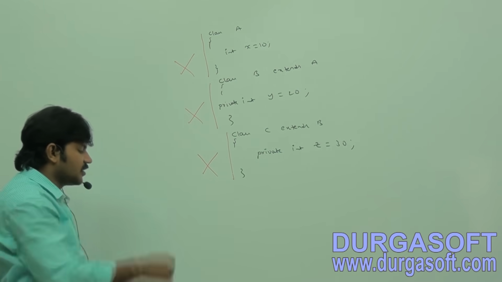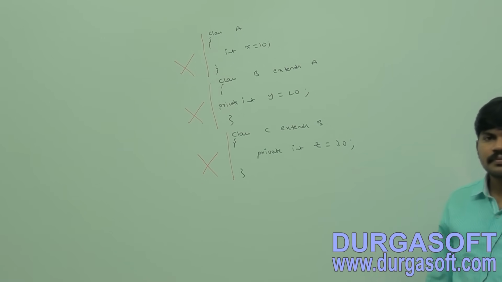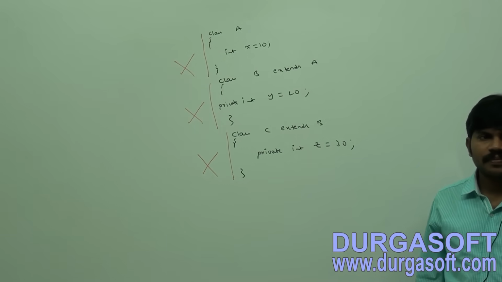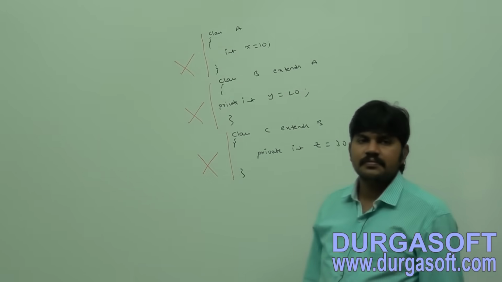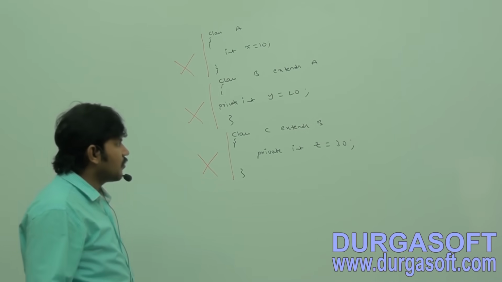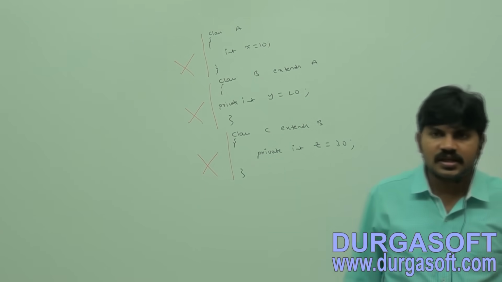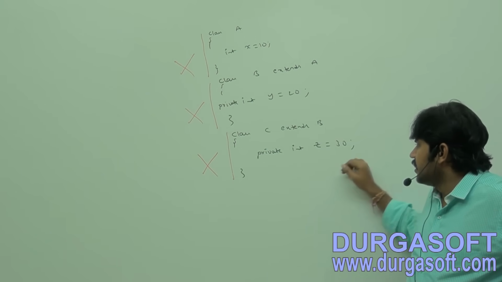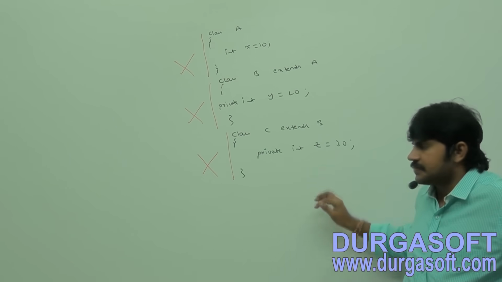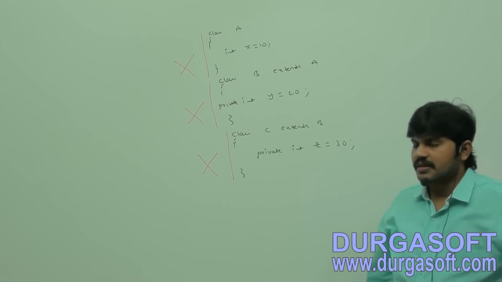Okay, take this example first. Take it clearly. Class A, int x = 10. Next, class B extends A, private int y = 20. Next, class C extends B, private int z = 30. Are you able to understand it? Okay, at the point, at the theory.